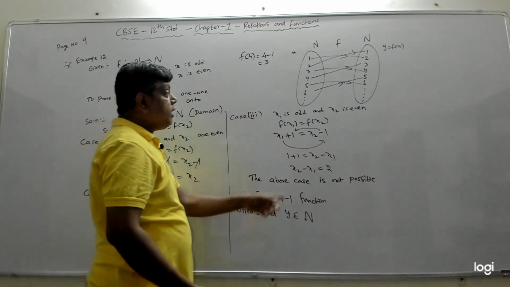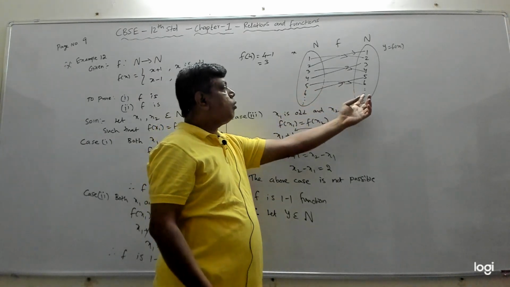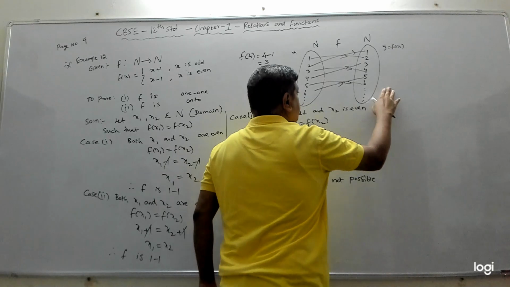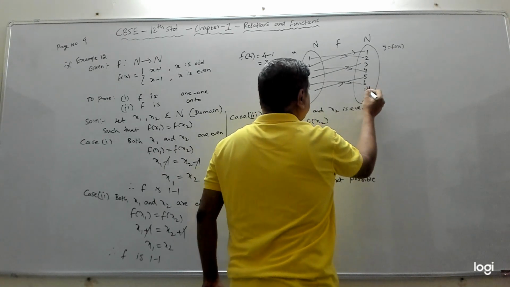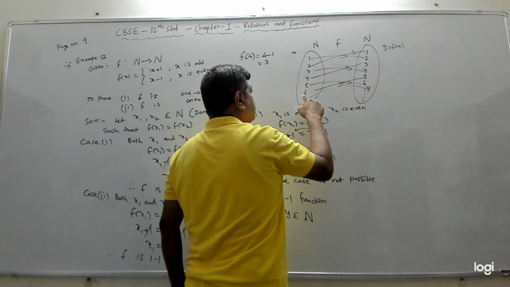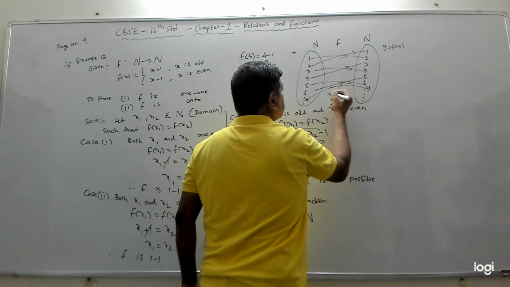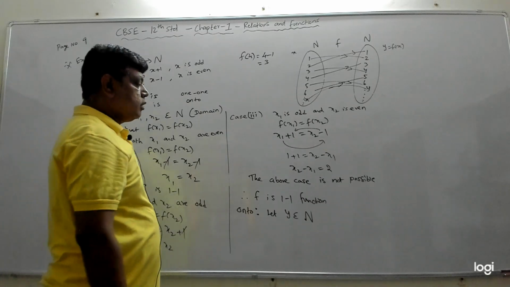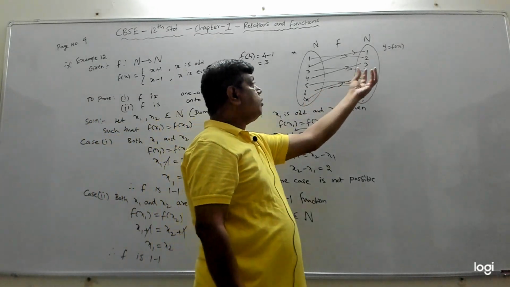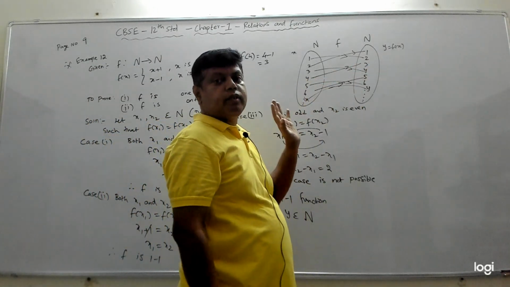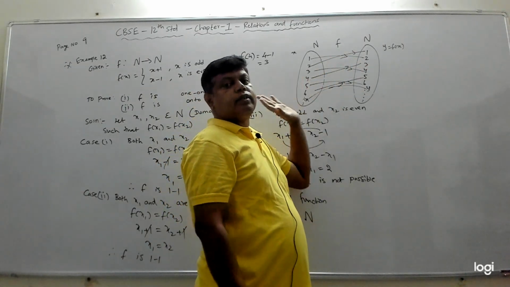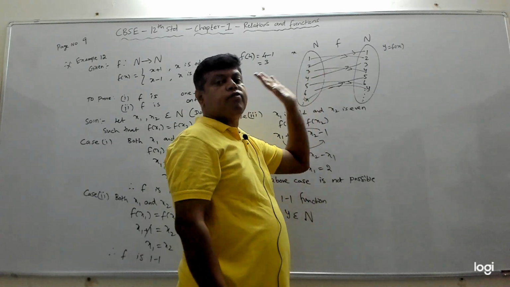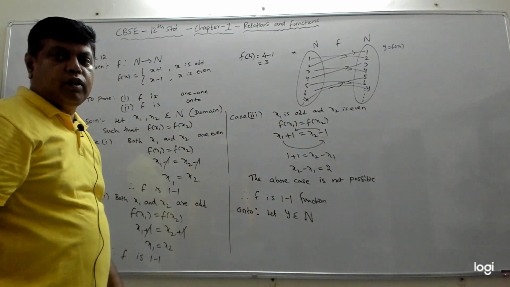Then we should be able to find an x in this set. I am taking a y from this set. If there is a y here, I should be able to find some x here such that f of x is equal to y. That should be true for any y that I take, which means for every y there is an x. We will prove that for every y there is an x. So for every y there is an x means f becomes an onto function.